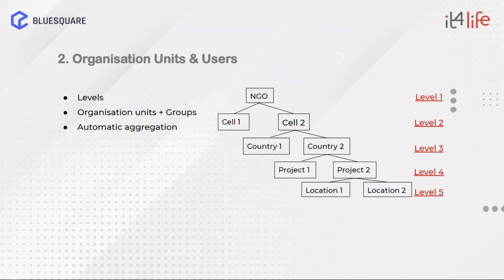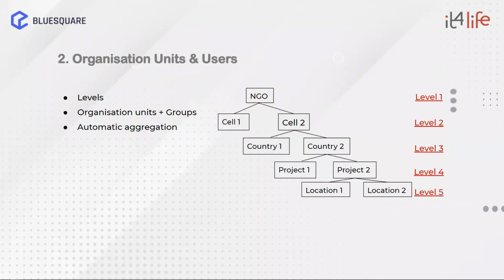I can also create organization unit groups. For instance, if I have different types of locations, private schools versus public schools, I can create organization unit groups that I will be able to use for my data analysis and visualization. So this is the first step.